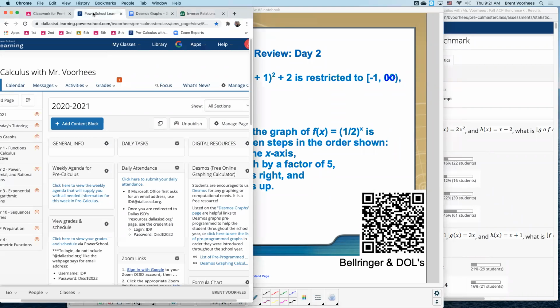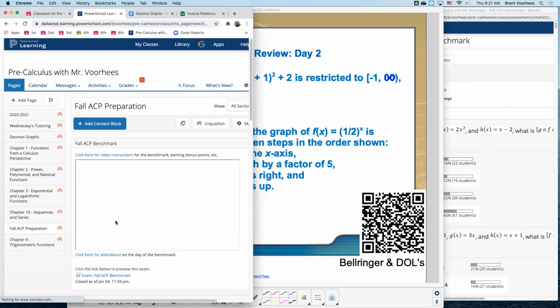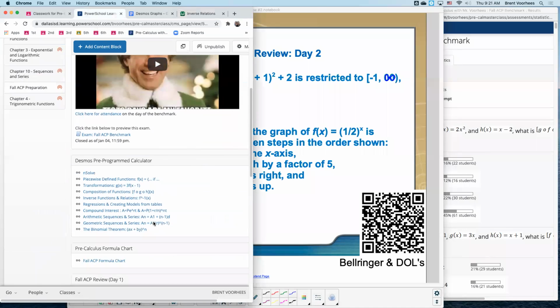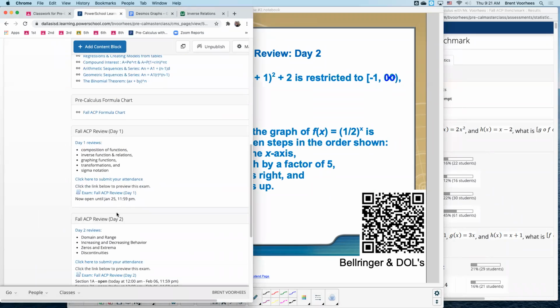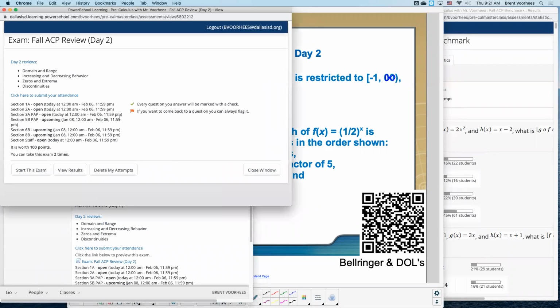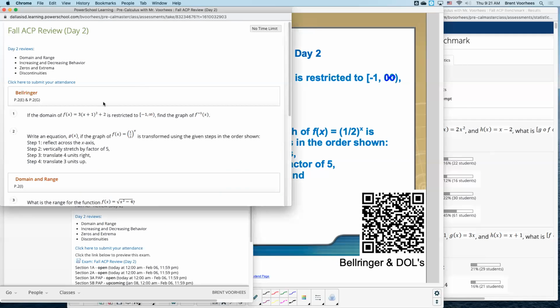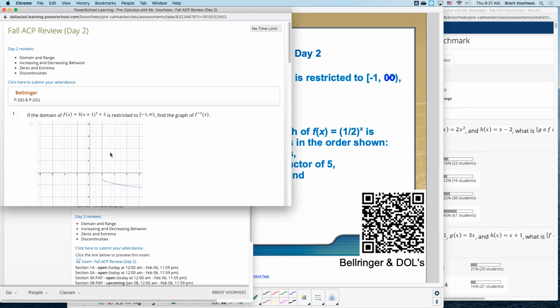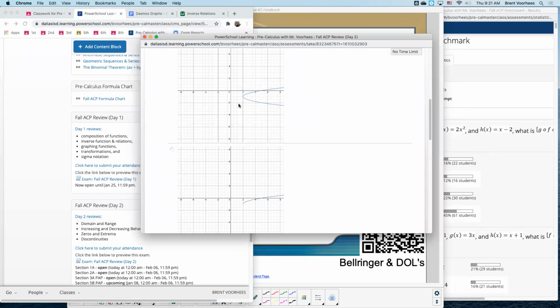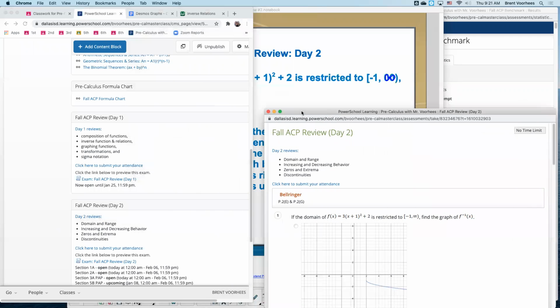Let's say we're on PowerSchool Learning, because I think that's what many of you use. You would go to Fall ACP Preparation and scroll down till you see Day 2. We're on Day 2 today. I'm looking at this one right there. If you open that up, we're on number 1 right now. And you would find the graph that represents the inverse from there. Okay, so that's what you're looking at.